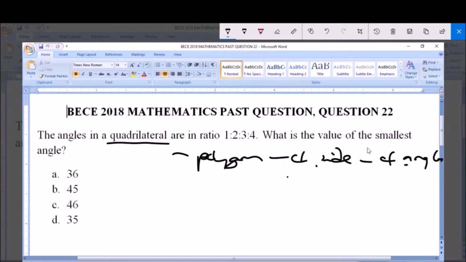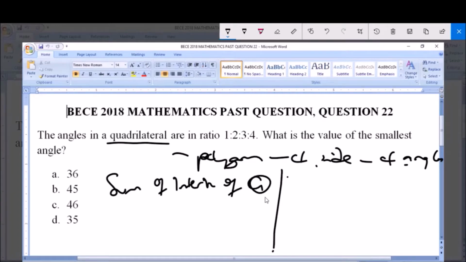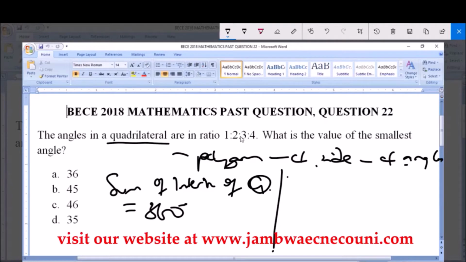Now we are asked to find the smallest angle, and the sum of interior angles of a quadrilateral is equal to 360 degrees. That is the total sum of all the angles in a quadrilateral: it is 360 degrees. Now we have the ratio 1 to 2 to 3 to 4.